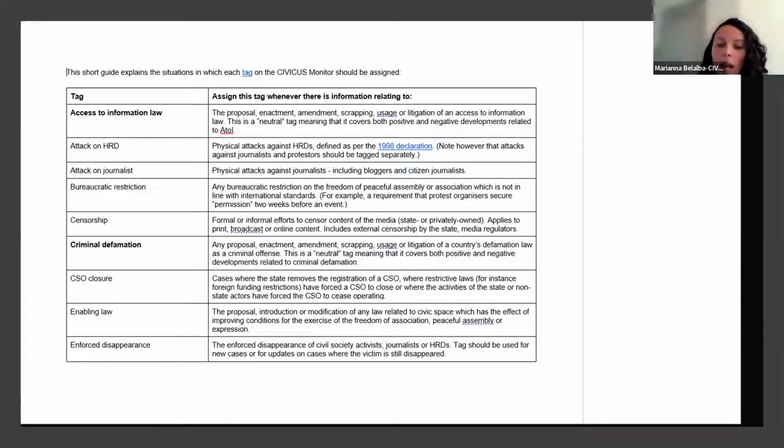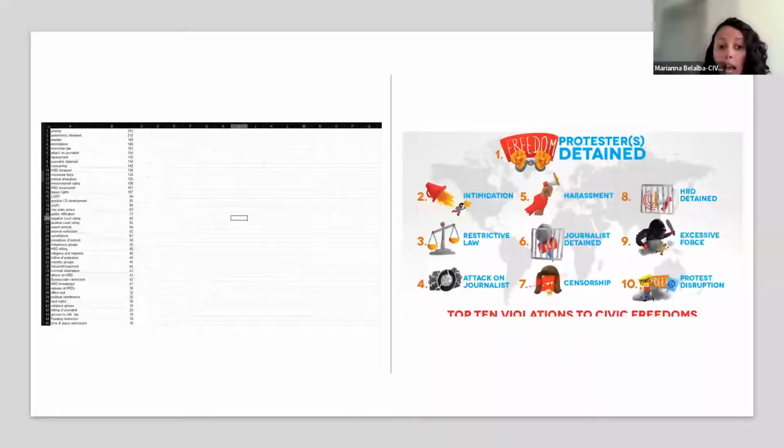The list is longer. Off the top of my head, I would say we have around 56 tags of this nature, basically the type of violation, or positive development, or a neutral tag that explains what has happened. Once we have all of this data, every year or every month or every time we want to do a thematic report, we basically just count that.